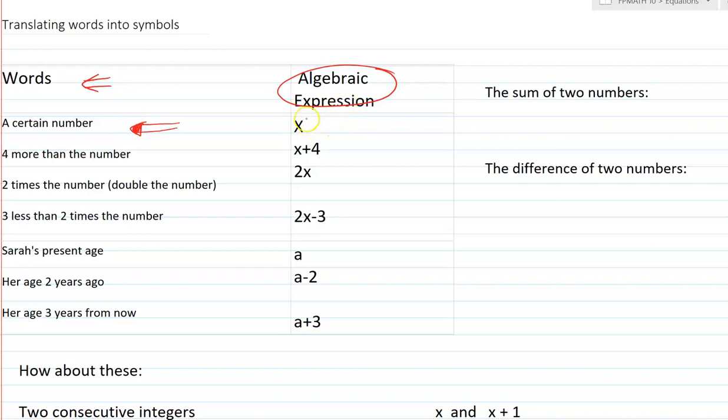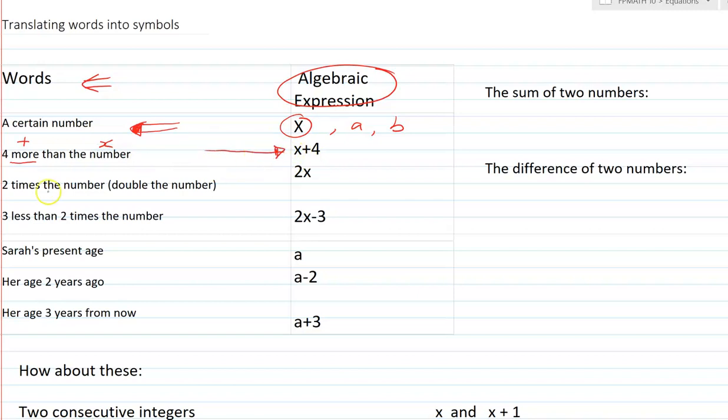Now I chose x, but you could have said a, you could have said b, you could have said whatever you wanted to, z or whatever. And that is the beginning of creating an expression and then go from there. So the next part says 4 more than the number. So we have to kind of decode what these words mean. For example, more in mathematics means adding. So 4 more than the number, that means you add 4 to the number x, so that we get x plus 4, which is right here.